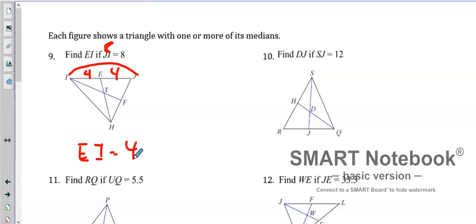Find DJ if SJ is 12. So SJ, this whole thing, is 12. So the whole line is 12. That means the small piece down here, DJ, is 1/3 of that. So that's 4, and this is twice that. That's 8. So DJ is also 4.